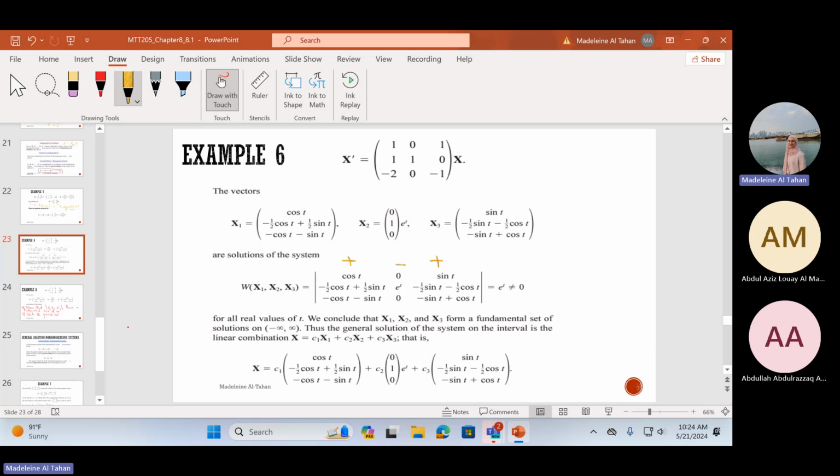How do we write the general solution? C1 times the first vector plus C2 times the second vector plus C3 times the third vector. Of course, C1, C2, C3 are constants.